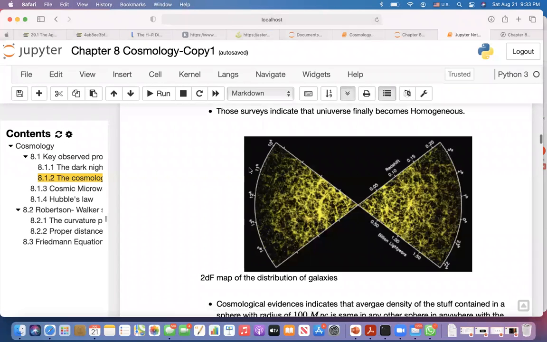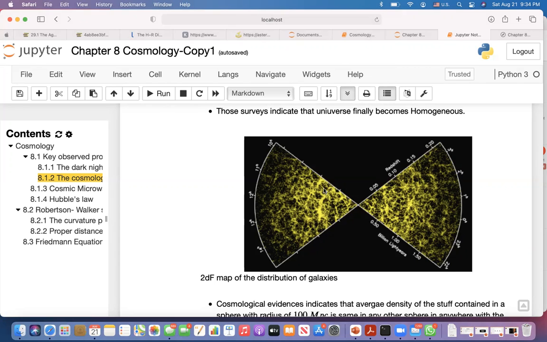Right. You can see that if you take a small region of this map, you cannot tell that the universe is isotropic or homogeneous, right? However, you can tell that the universe is isotropic and homogeneous if you look at the large scale of it, which means the whole map, right? You can see that even if you look in each direction, it looks the same, right?